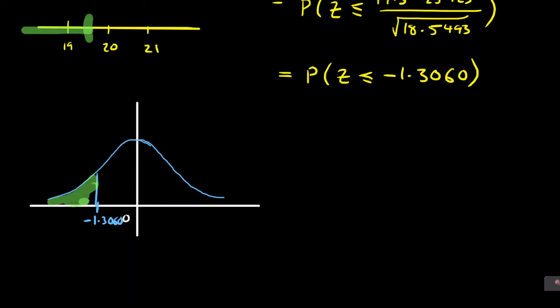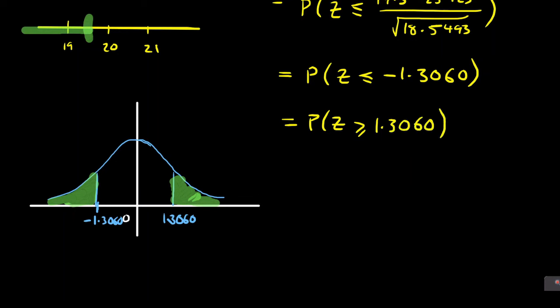But unfortunately, the table of data doesn't allow us to find that region because it doesn't have negative values of Z. But what it does have is positive values of Z. So we can use the principle of symmetry and say we've got 1.3060 here and say that this probability is the same there. In other words, because this region here is the same area as this region here, the probability that Z is less than negative 1.3060 is the same as the probability that Z is greater than positive 1.3060. So let's write that. This is the probability that Z is greater than 1.3060.